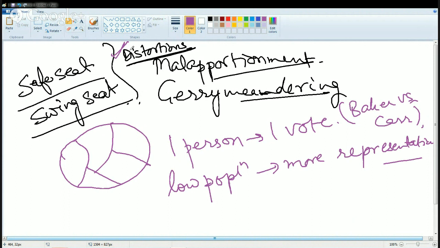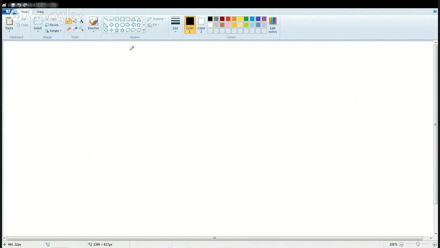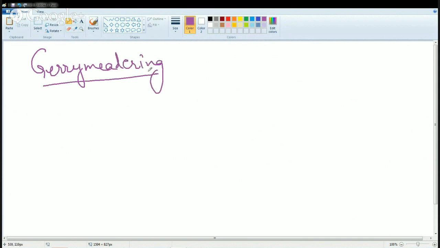The next is gerrymandering. Gerrymandering is a very technical and very important concept to understand. So let's try to define this concept and understand it. Now let's take an example of the United States of America. You have two parties, Democrats versus Republicans.